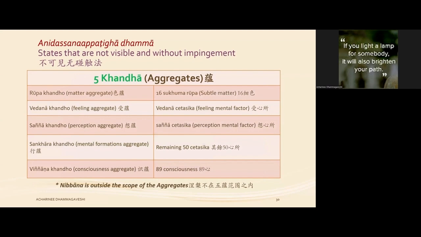We get 5 khandha. The 16 Sukuma Rupa, subtle matter, are classified under Rupa khandho. Vedana Chetasika is classified under Vedana khandho. Sanya Chetasika is Sanya khandho. And the remaining 50 Chetasika falls under Sankara khandho. And all 89 consciousness are classified under Vijnana khandho. Now note here, we need to mention about Nibbana, that it is outside the scope of the aggregates.